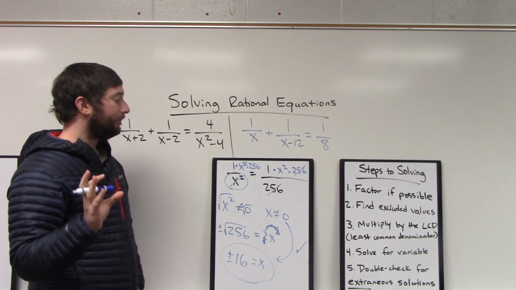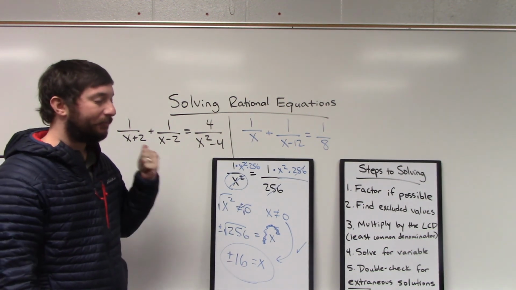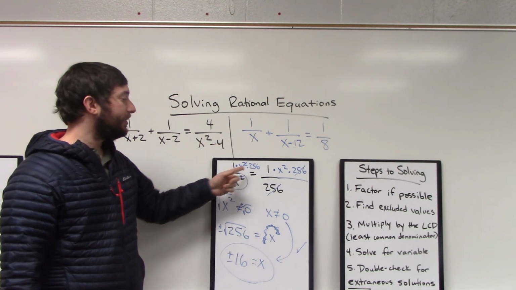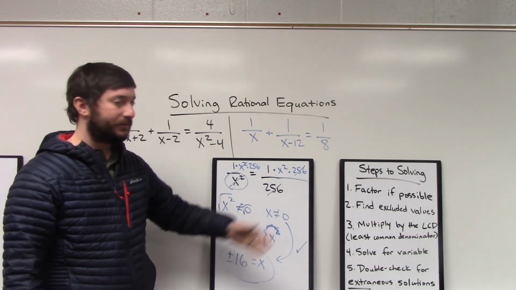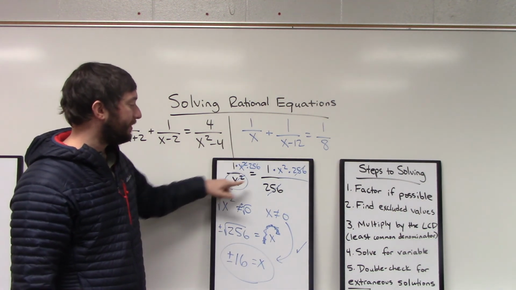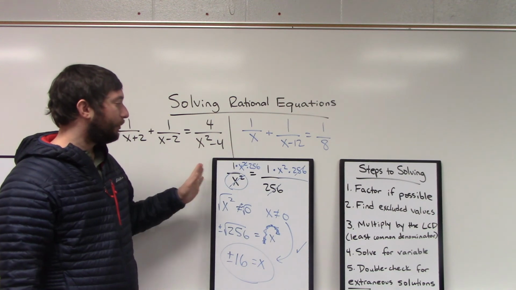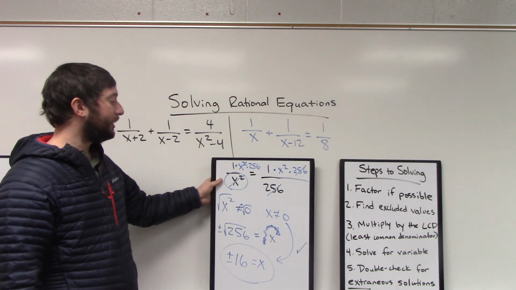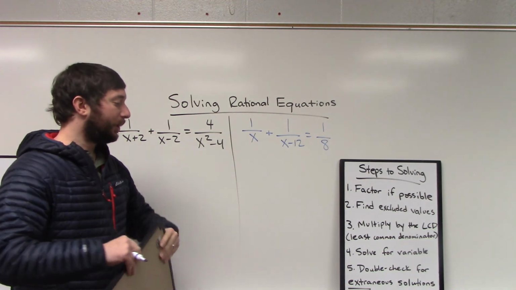So these would be the steps though. Factor if possible, find excluded values, multiply by the least common denominator. So how many types of denominators do you have? Multiply those to the top in order to cancel, and work with what's left over. Okay, solve what's left over, double check your problem at the end. Let's do a couple more examples.